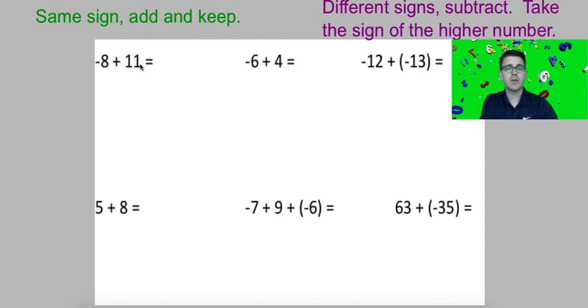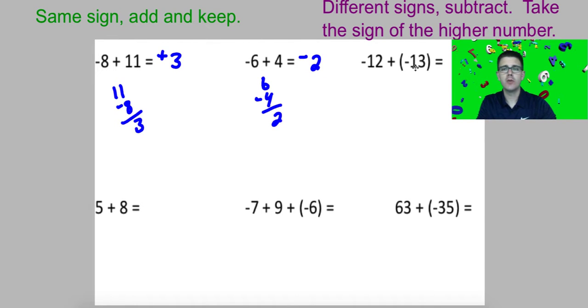So here, -8 plus 11. They have different signs. One's positive, one's negative. So take the sign of the bigger number. Well, 11 is bigger than 8, so I know I'm going to be positive. And then subtract. 11 minus 8 is 3. So my answer is +3. The positives had 3 more than the negatives did. All right, -6 plus +4. Again, different signs, so take the sign of the bigger number. 6 is bigger than 4, so I'm going to take the negative, and then I subtract. 6 minus 4 is 2.